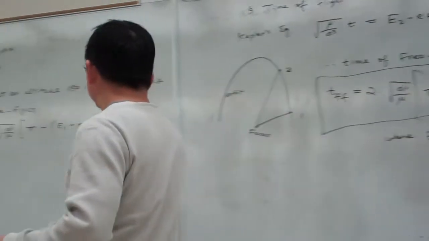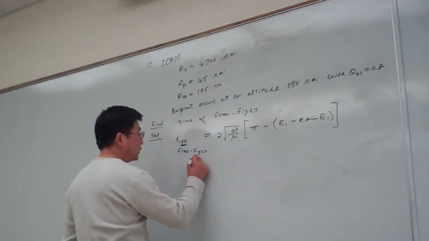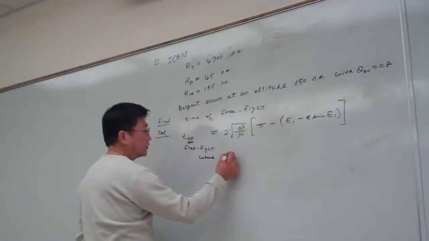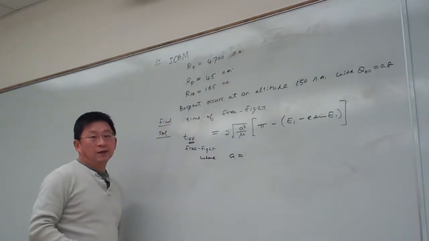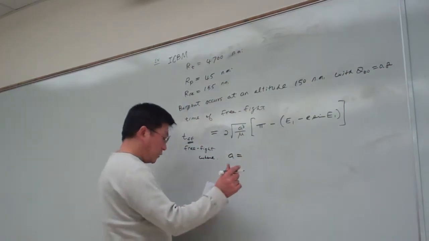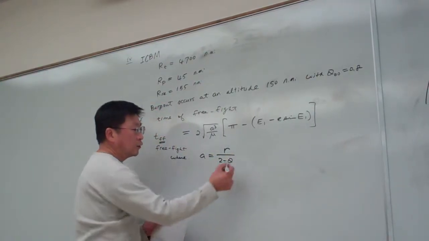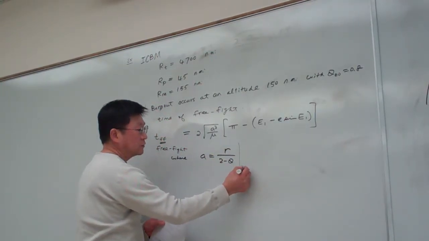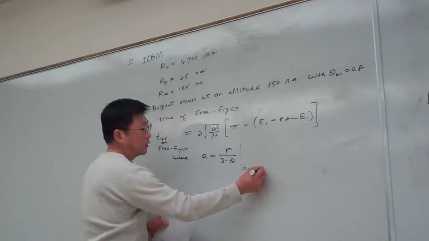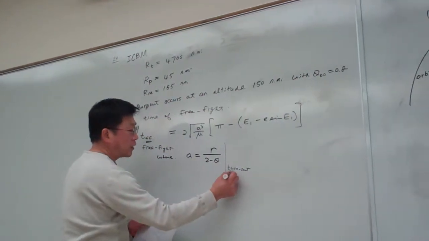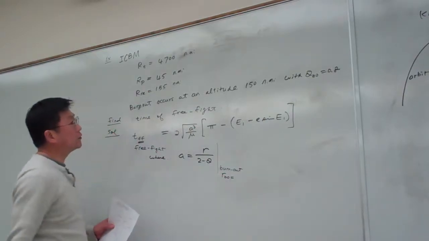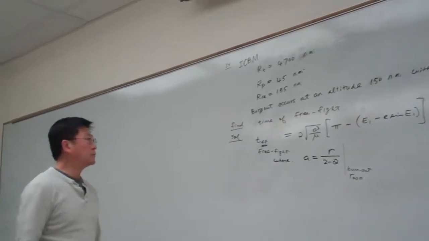To get those things done, we need to fix the first one. What is the value of A? The A in our example is R divided by 2 minus Q, and we have the information at the burnout. So we can pick it up at the burnout, RBO, and that will be equal to, what is RBO?